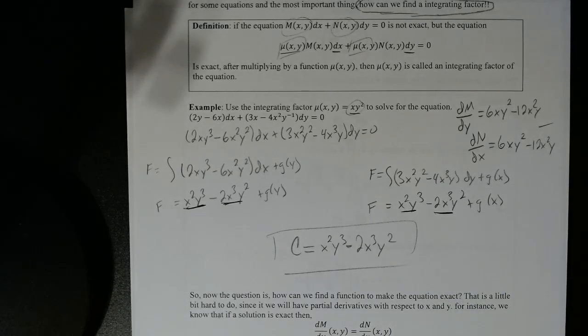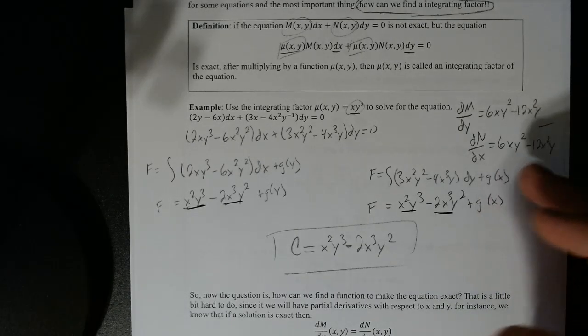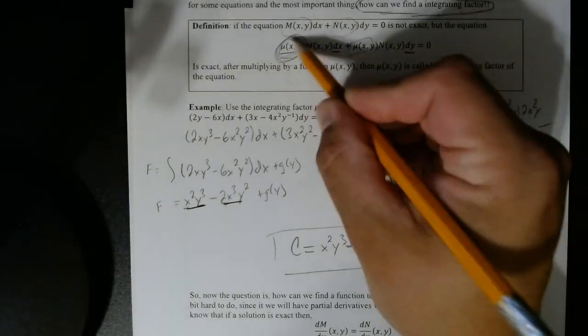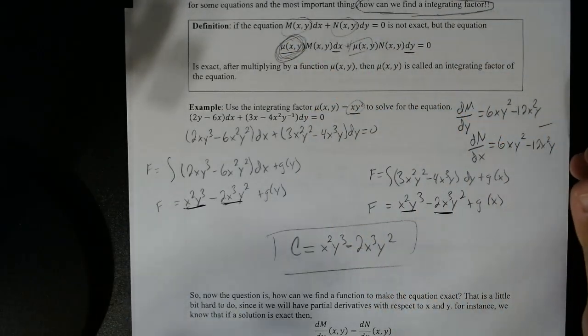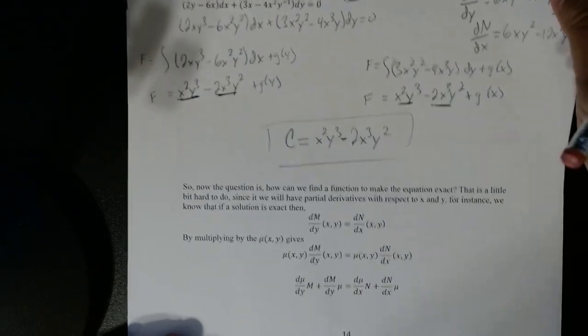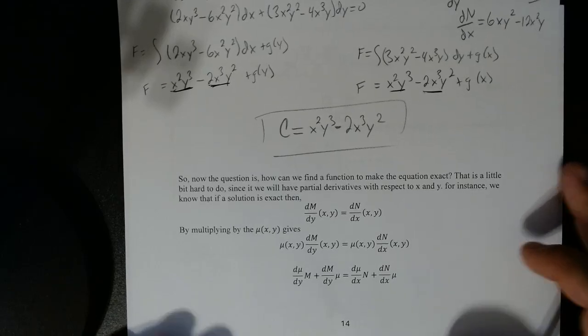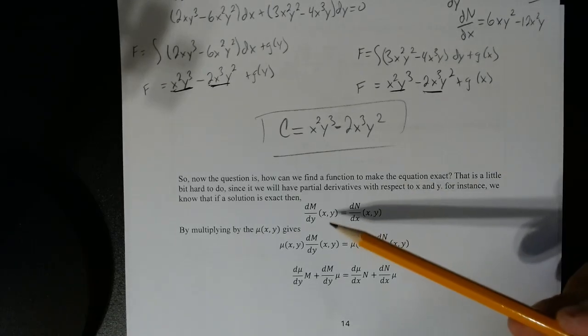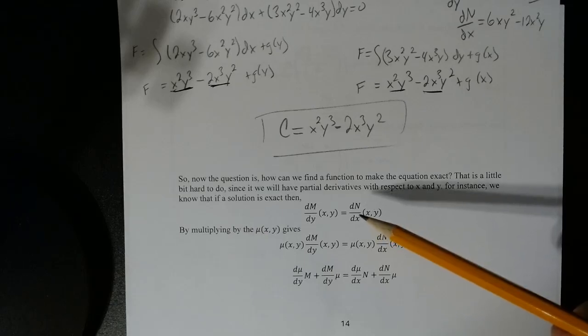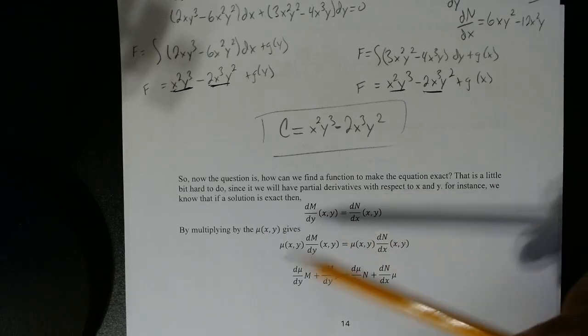So now the whole process becomes, how do we find an integrating factor? That's the key thing. We have to figure out how we're going to do that. For that, we're going to go back to our basics. We know if it's exact, this is true. And we're going to tweak it by multiplying both sides by our integrating factor u.